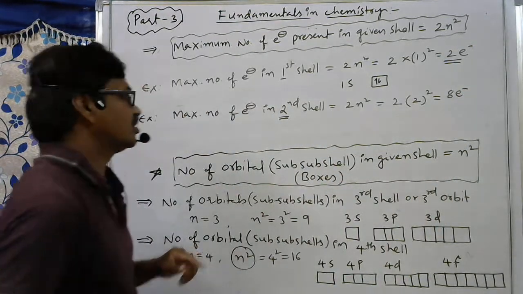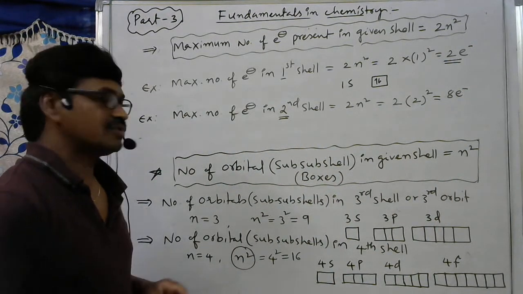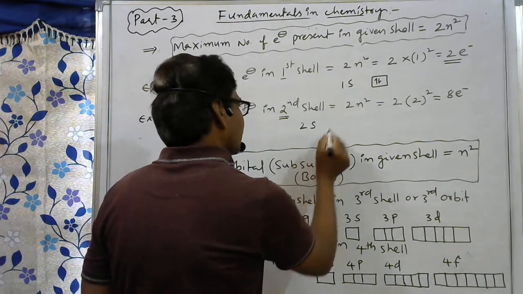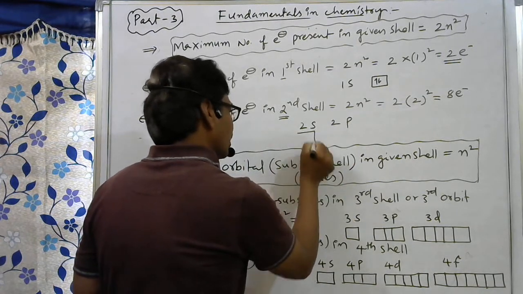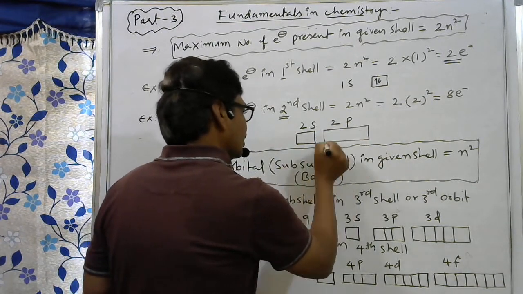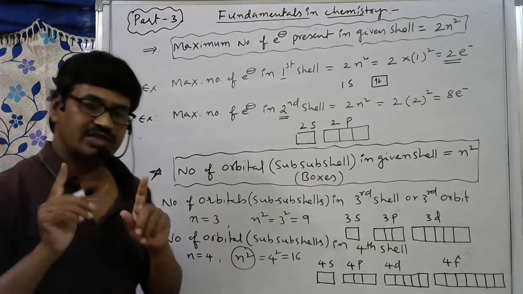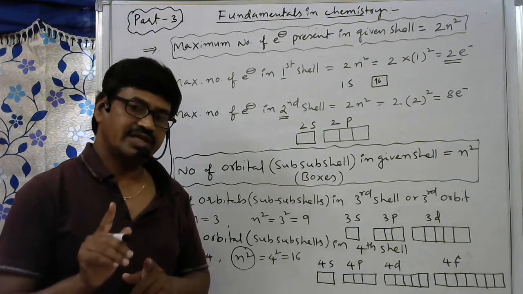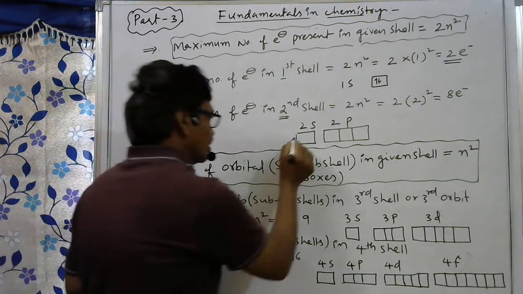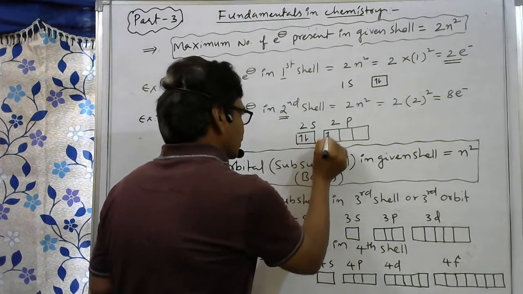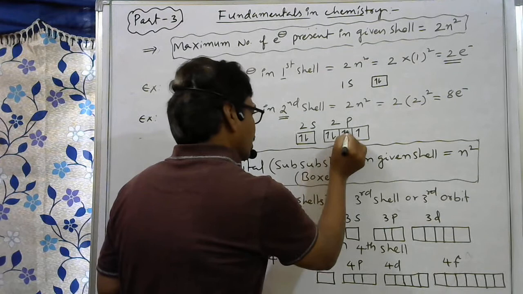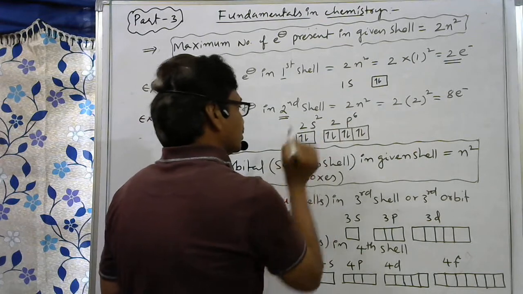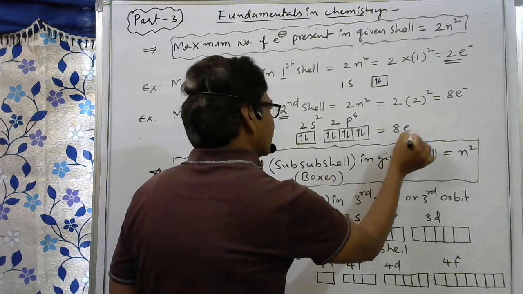Why is it 8? Because you know the number of subshells is equal to 2, that is 2s orbital and 2p orbital. 2s orbital is 1 box, 2p orbital contains 3 boxes. And just now I told, each and every box must accommodate only 2 electrons with opposite spin. So here 1 electron, this is second. First, second, third, fourth, fifth, sixth. So s orbital contains 2, p orbital 6. So the total number of electrons here is 8.